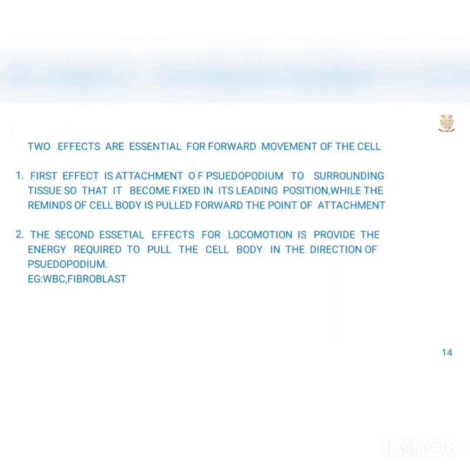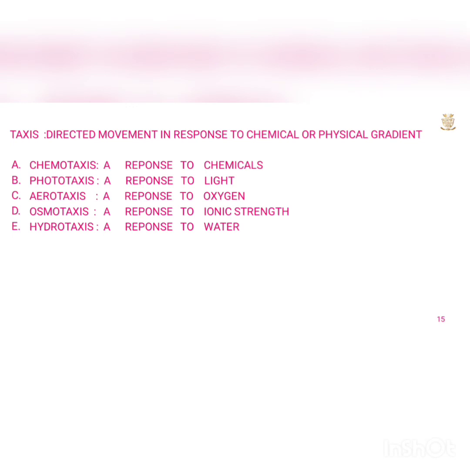Two effects are essential for forward movement of the cell. As we said, the attachment of the pseudopodium to the surrounding tissue, so that it becomes fixed in its leading position while the remainder of the cell body is pulled forward toward the point of attachment. The second essential effect for locomotion is providing the energy required to pull the whole cell body in the direction of the pseudopodium. Examples: white blood cells, fibroblasts.